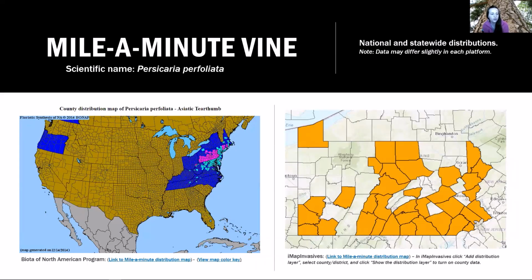Here's the distribution for this species. In both platforms, the Biota of North America program and iMapInvasives, we can see that this species is fairly widespread across the states. And unfortunately, it's probably spreading to other places that have not yet been documented. That's why, as each of us talks about reporting, it's so important to be reporting your finds of these species, because that helps other people to know where they are, and also that these places probably should be undergoing some kind of management.